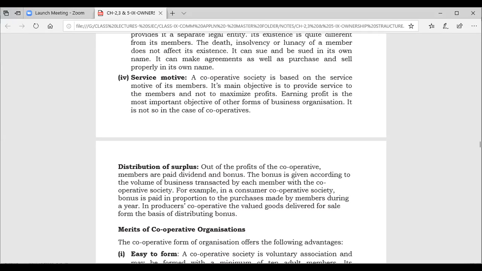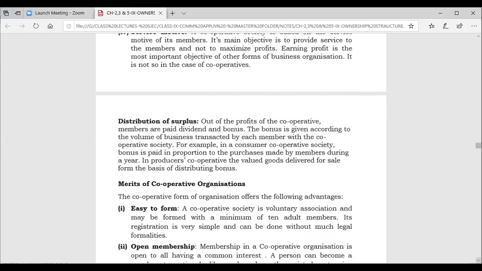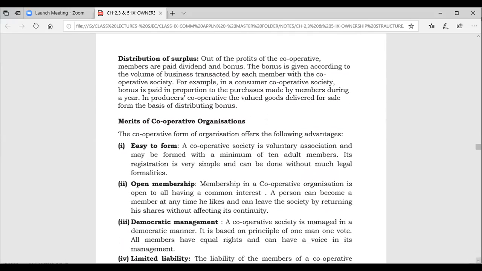Distribution of surplus. Out of the profit of the cooperative, members are paid dividend and bonus. The bonus is given according to the volume of business transacted by each member with the cooperative society. At the end of the year, whatever profits the society earns, it has to be distributed among the members. And there are small dividend and bonus components also. Who is going to get this bonus? Who brings more business to the society? They get extra bonus or incentive.